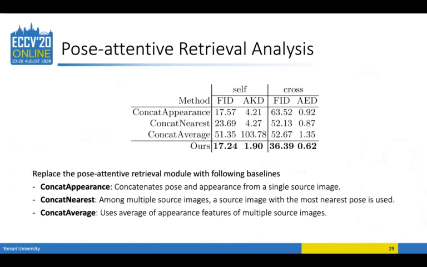We conduct an evaluation study on the pose-attentive retrieval module. As a replacement of our module, we make a baseline that concatenates the appearance feature of a single source. We also make multi-source alternatives based on nearest pose and averaging. We see that our method outperforms the baselines in all metrics by a wide margin.